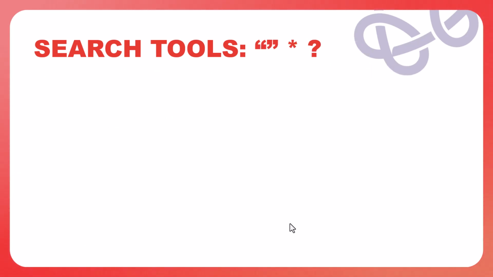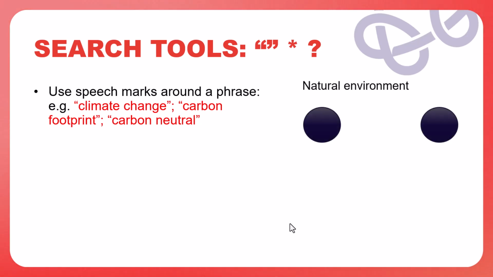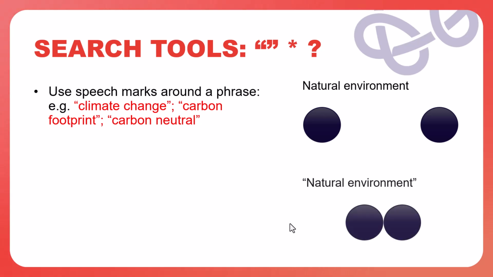There are other search tools. We've got speech marks, we've got an asterisk, a truncation, and we've got a wildcard, which is a question mark. We can use speech marks around a phrase to keep that phrase together. So some examples here are climate change, carbon footprint, carbon neutral. If we use the phrase natural environment without speech marks, we will have the word natural and the word environment, but they may be apart within that document. Putting them in speech marks, natural environment as a phrase, we will get those two words together.